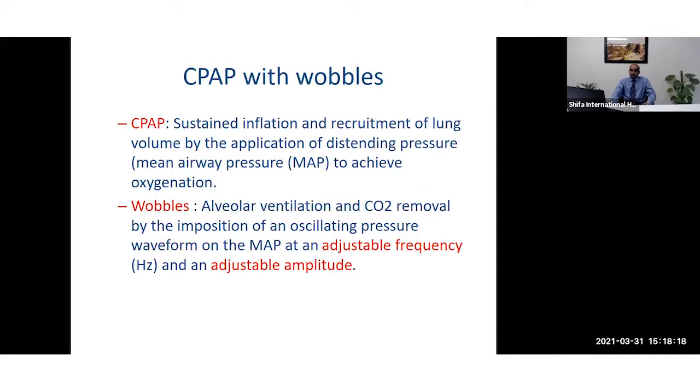So CPAP is your mean airway pressure. This is the sustained inflation and recruitment of the lung volume by the application of constant distending pressure, and that helps to achieve oxygenation. So that's our mean airway pressure, or CPAP. And then the wobble is the alveolar ventilation and CO2 removal by using an oscillating pressure waveform on the MAP at an adjustable frequency and an adjustable amplitude. So that's what CPAP with wobble means.